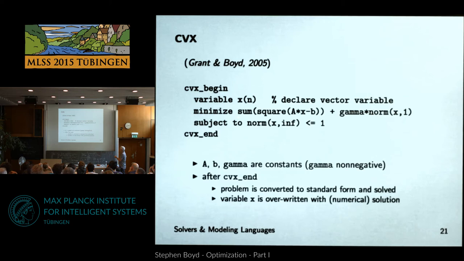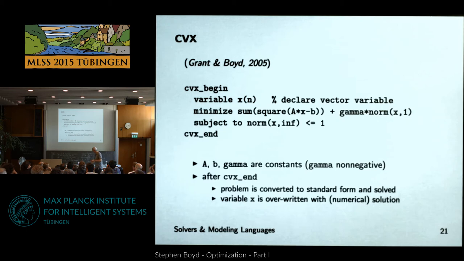And it says you minimize the sum of squares, interpreted element-wise, of Ax minus b, plus gamma times the norm of x in l1. It's all completely readable. Oh, and by the way, A, b, and gamma are constants, and gamma has to be non-negative. And at the end here, this will be converted into a standard form and solved. This one will be feasible, because it is feasible. And in that case, the variable up here, which is an object, will be overwritten with the numerical solution, and it will become a numerical vector. That's MATLAB style. Okay, so that's it.